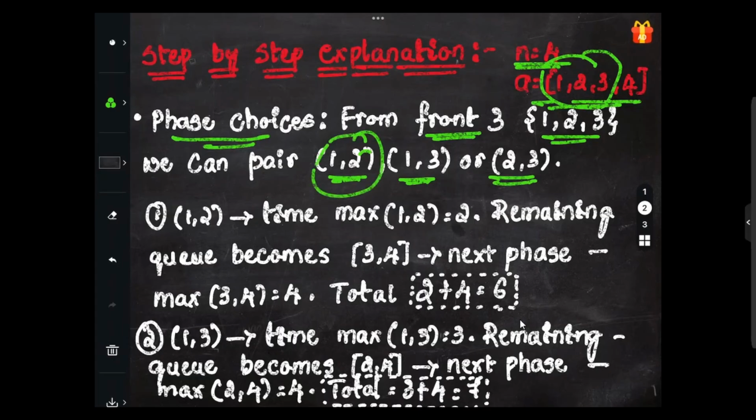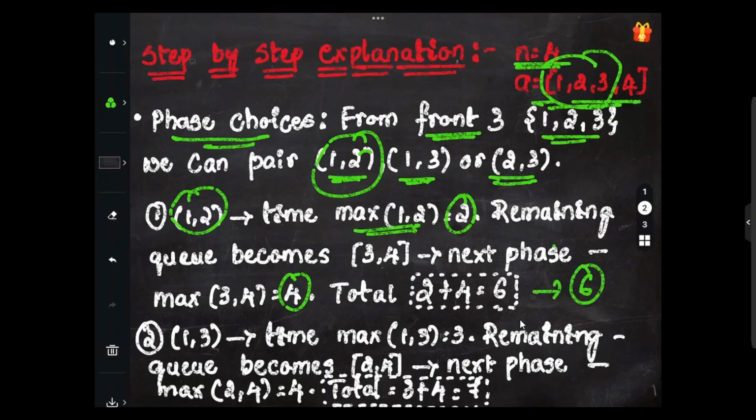Let's consider 1 2 first. For 1 2, the time is the max of 1 comma 2, nothing but 2, right? So the remaining queue becomes 3 4. The next phase is the max of 3 comma 4, which is 4 basically. So here we got 2 and here we got 4, so the total will be 2 plus 4, nothing but 6. For the first one we got a total of 6.